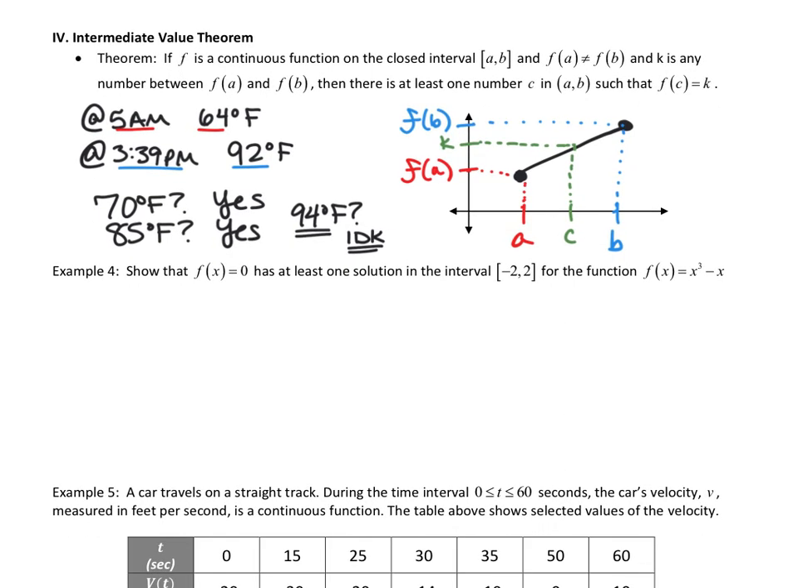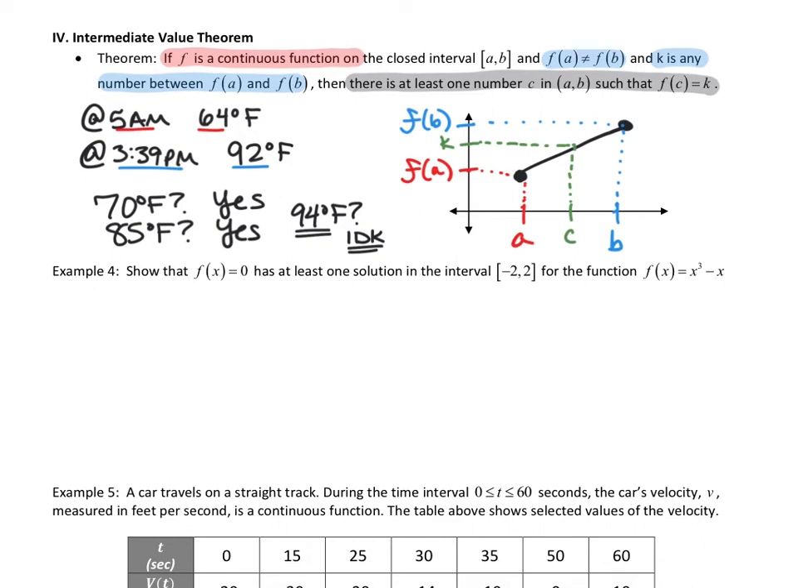There are 3 things you have to prove for this function to show it. Number 1, you need to show that it's a continuous function. It's either going to state it's continuous or you have to state it's continuous. The second thing is you have to show that f of a does not equal f of b and that k is between f of a and f of b. Then we're able to prove the final part of this, or state the final part of this, that there's at least one number c in that interval such that f of c is equal to k.